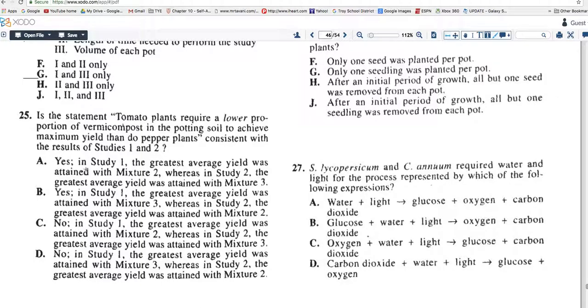Again, this type of question, there's always just 1 or 2 things that change. Everything else is the same. Who wants to do it? Krishay. So you underline lower proportion. What requires a lower proportion? The plants. Which type of plant, though? Tomatoes. Good. Tomato plants, lower proportion. Now what else? And then maximum and pepper. Good. And study 1. All right.